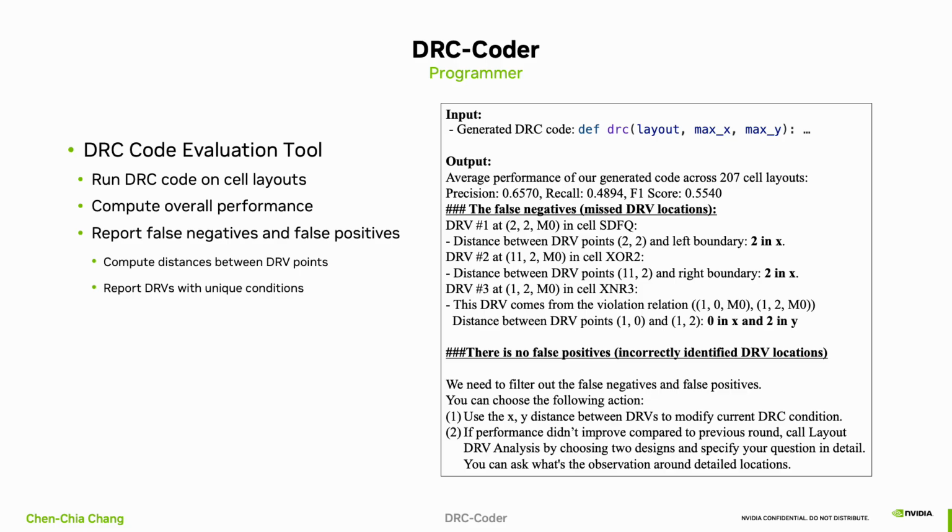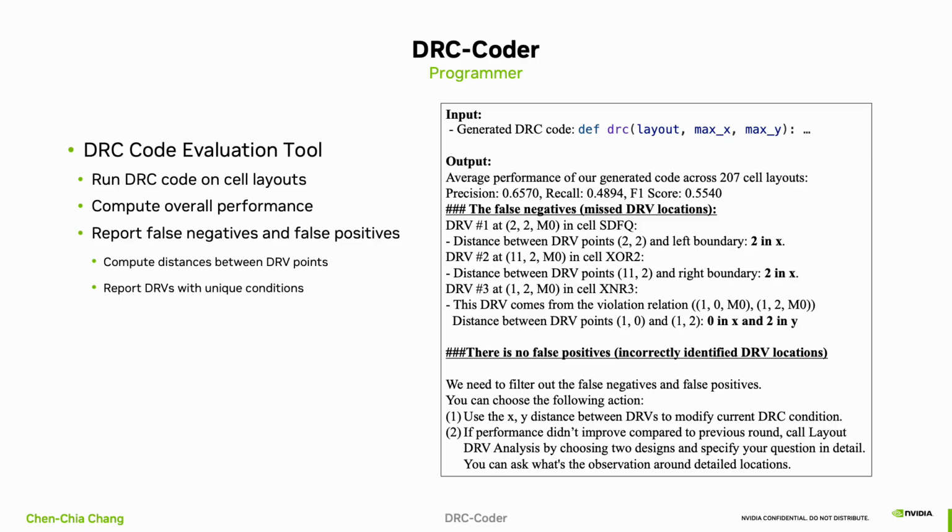So here is the detail of how the DRC code evaluation tool works. The input of this function will be the generated DRC code. Inside this function, we will first run the DRC code on all the cell layouts in our dataset. And then we will compare the design rule violations with the commercial tool's reports to compute the overall performance. In the output, we will list the precision, recall, and F1 score. And then we will report the false negatives and false positives.